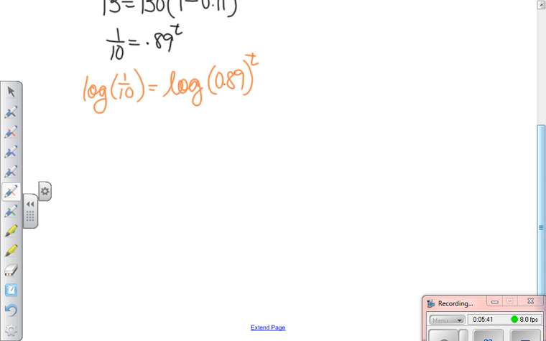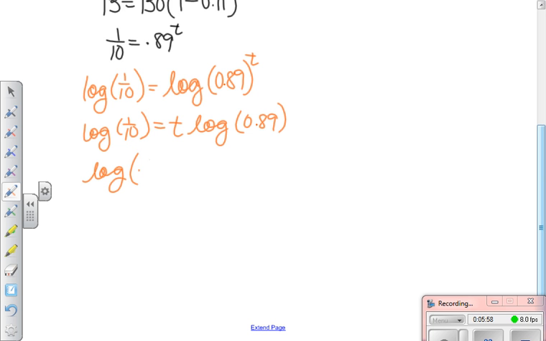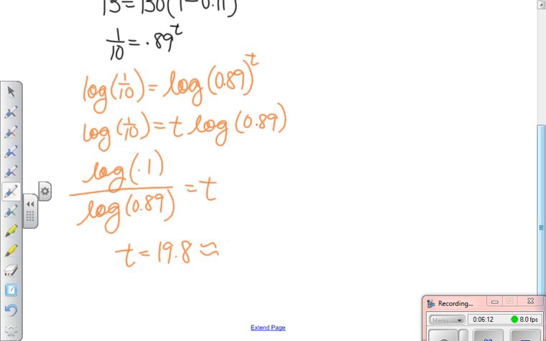The exponent rule says that t is going to come down front, so I have the log of 1/10 equals t times the log of 0.89. Get t by itself by dividing by the log of 0.89, so I have the log of 0.1 divided by the log of 0.89 equals t. When you go to your calculator, you find that t is 19.8, or approximately 20 hours for 90% of the caffeine from one cup of coffee to be gone from your body.